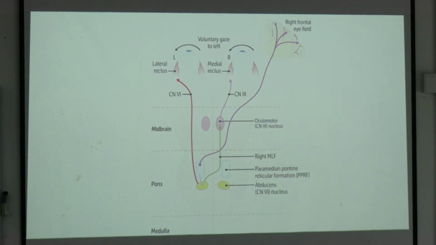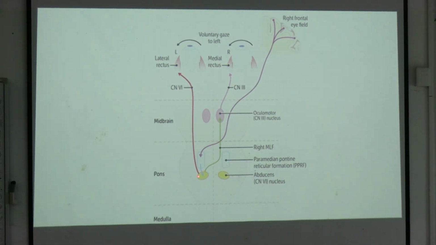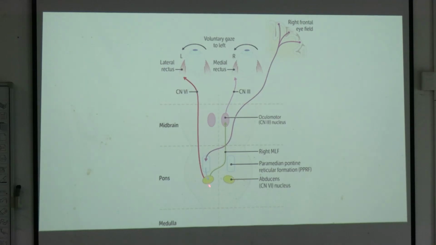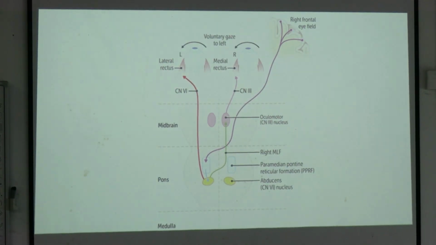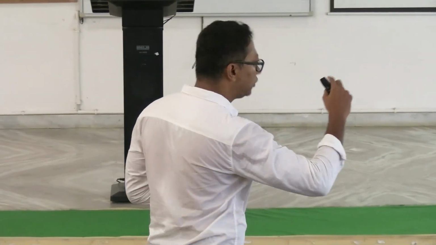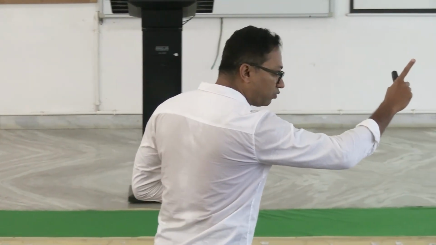So see what the medial longitudinal fasciculus is. Here are the nuclei for the sixth cranial nerve. This yellow colored nucleus is the sixth cranial nerve. It supplies which extraocular muscle? The sixth cranial nerve, lateral rectus. So if you are asked to look to your right, your right eye lateral rectus will work and your left eye medial rectus will work, right?